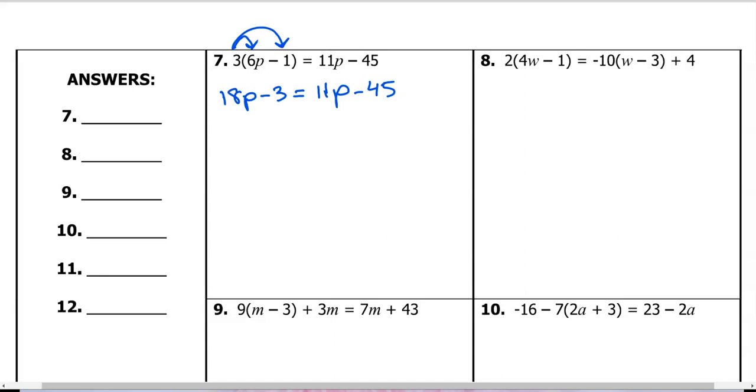I can go ahead and start moving things. What do you want to move? All right. How am I going to move it? Subtract it. What's 18 minus 11? 7. How come I didn't subtract it from the negative 3, by the way? Why did I jump 11 to 18? Because of the P. Good. Yeah, like terms. Good. What's left on my other side? Good. That negative is still there. Now what? Add 3.